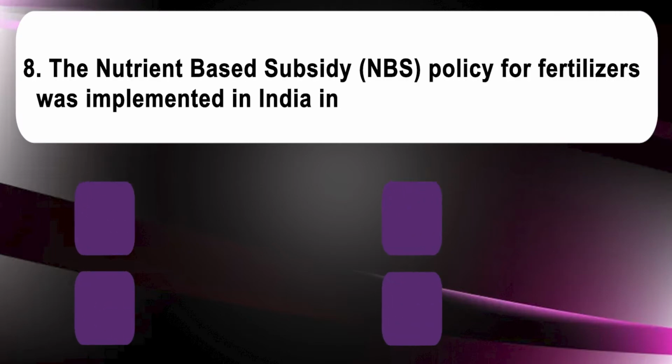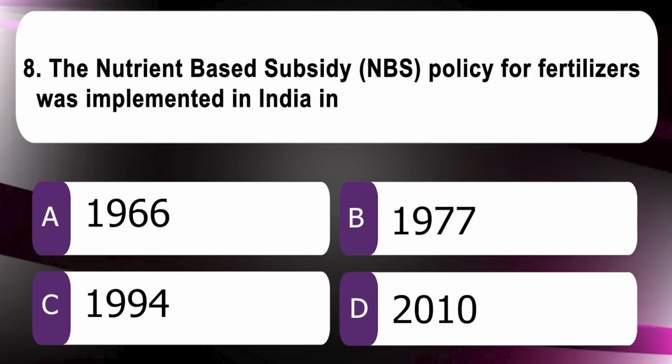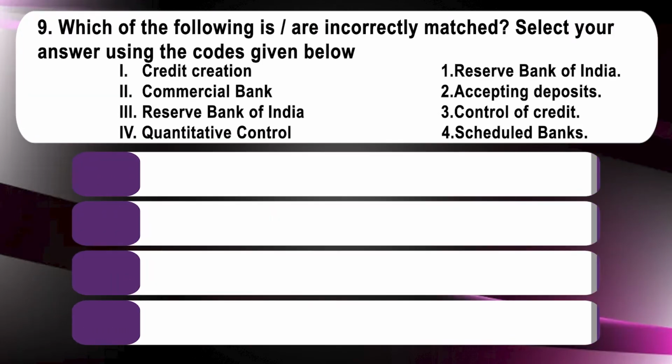Eighth question. The nutrient-based subsidy (NBS) policy for fertilizers was implemented in India in A. 1966, B. 1977, C. 1994, D. 2010. The correct answer is D. 2010.